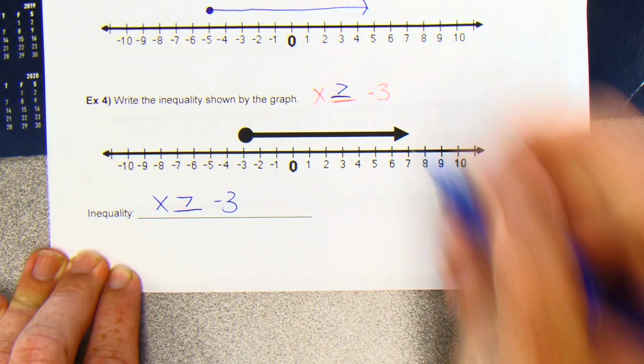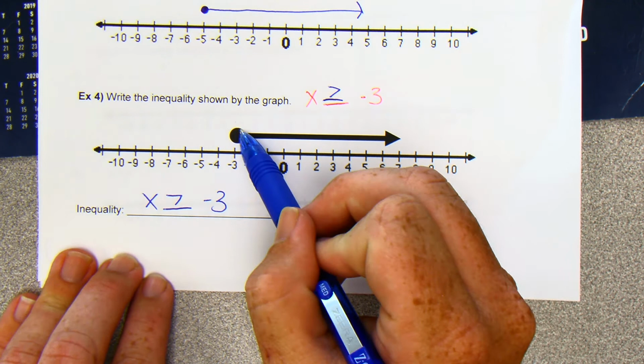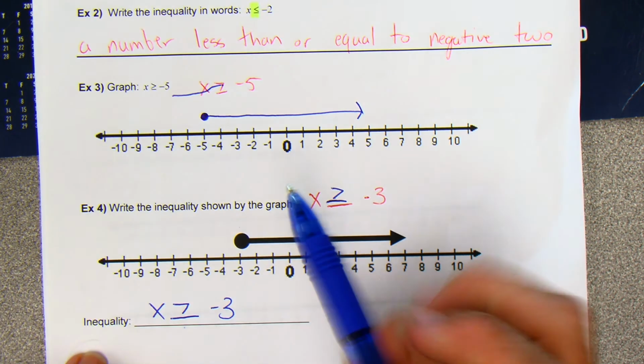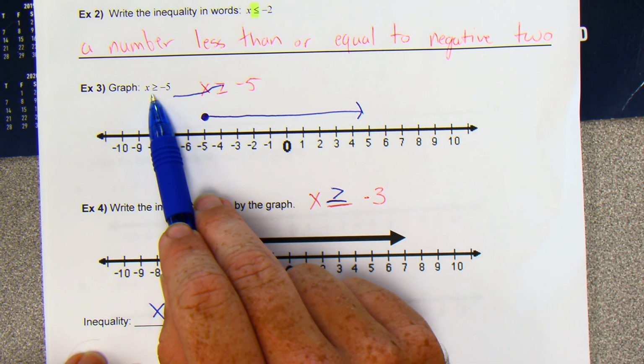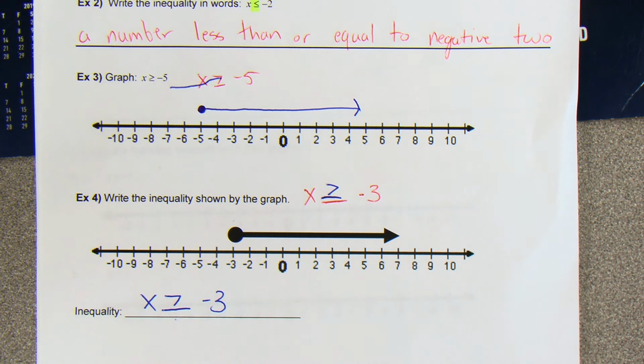Okay, if this was an open dot instead, we would not put this line underneath. But since this is a closed dot, we know it needs to have this line underneath because that means greater than or equal to. Just like up here, we had to do a closed dot because our inequality had a greater than or equal to sign. Okay, so that was the whole lesson.